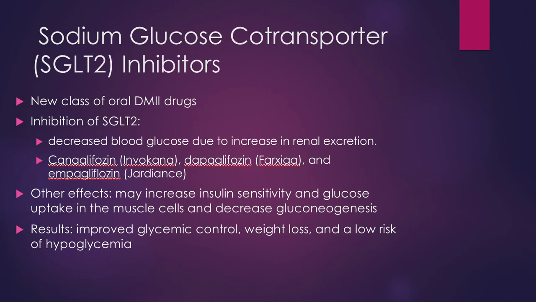How much glucose are you supposed to have in your urine? None. Okay, because if you do have glucose in your urine and you're not on one of these medications, it's because your blood sugar is really high and it's actually spilling out into your urine. If you're on this medication, though, you're supposed to have glucose in your urine, and therefore it decreases your blood sugar that way. They also can cause some weight loss. And they really don't cause a lot of hypoglycemia.